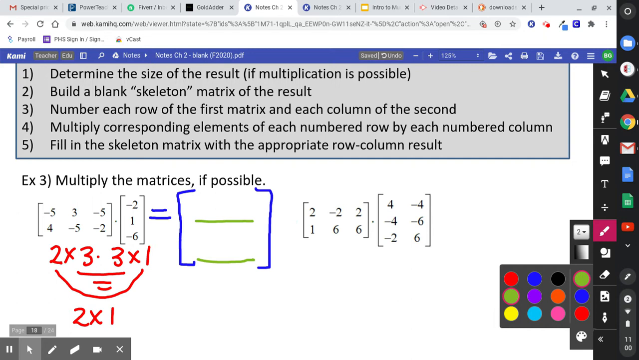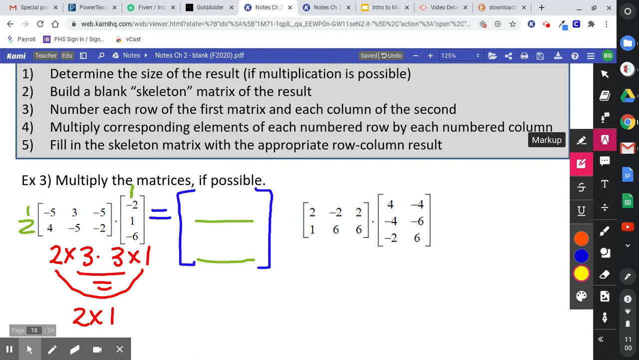Number each row of the first matrix, 1, 2, and each column of the second matrix, 1. What you're going to do is you're going to multiply each row by each column, okay? So you're going to do what we did before, zip up the numbers, basically. What I used to do is I used to take a pencil and just kind of lightly draw a line through the top row and then lightly draw a line through the first column. And it doesn't really do much other than just kind of train my eyes to zip correctly, okay?